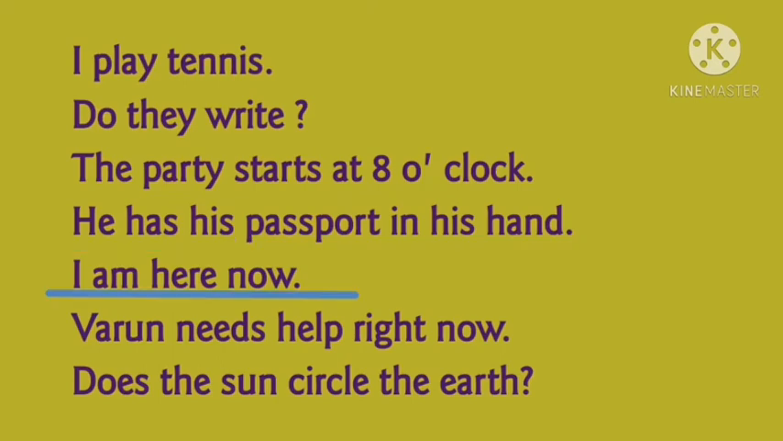Next one. I am here now. Next sentence. Varun needs help right now. Next sentence. Does the sun circle the earth? We can identify these sentences as simple present tense by the verb which is used in the sentence.